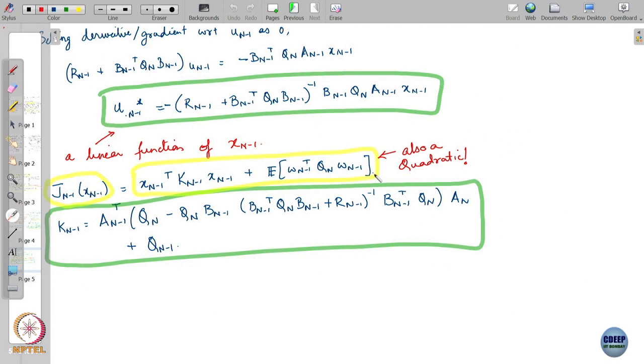This is also turning out to be a quadratic. So, as a result, now the value function, if I now put this back into step n minus 2, then I would be able to repeat similar calculations. If I put this back into step n minus 2, then also my value function at time n minus 2 would become quadratic and the policy at time n minus 2 would be linear in the state at time n minus 2, which is x n minus 2.